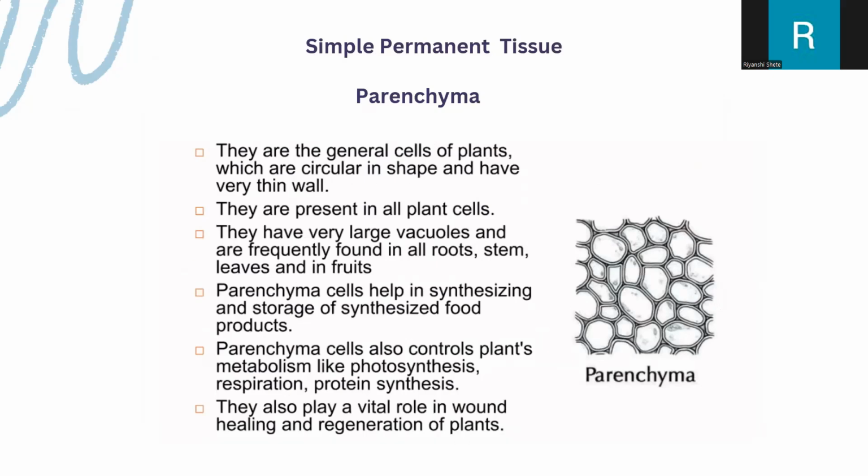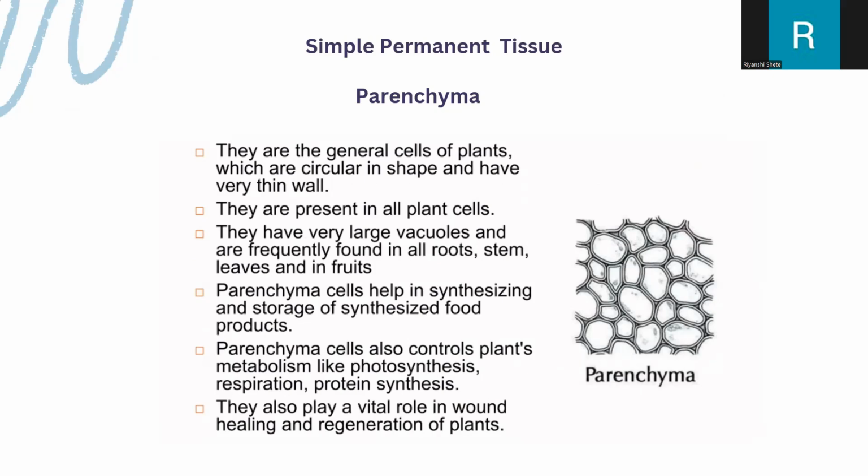Now, the first type of simple permanent tissue is the parenchyma. Here is the image of parenchyma. They are the general cells of plants, which are circular in shape and have a very thin wall. They have very large vacuoles and are frequently found in roots, stems, leaves, and fruits. Parenchyma cells synthesize and store food products and also control plants' metabolism, like photosynthesis, respiration, and protein synthesis. They also play a vital role in wound healing and regeneration of plants.